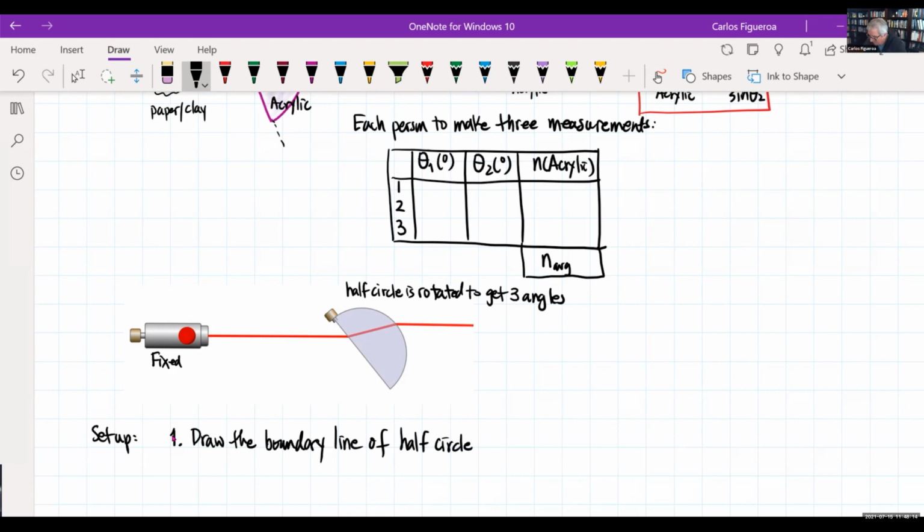So what do I mean by that? Literally, I come in with my little protractor, and I'm going to draw a boundary line. So here I go. This is my boundary. Okay, there's my boundary line. Right? This is my boundary line.